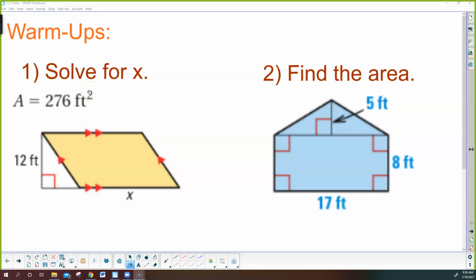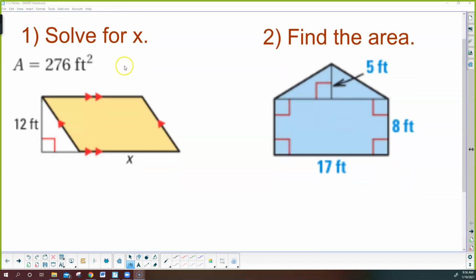Morning, everyone. So we have two questions as a warm-up. We're going to go over these two. The first one I like to think of as a backwards problem because they give me the area and I have to find the value of x, which is the base. So think of this as if you were doing a problem like this on the homework.